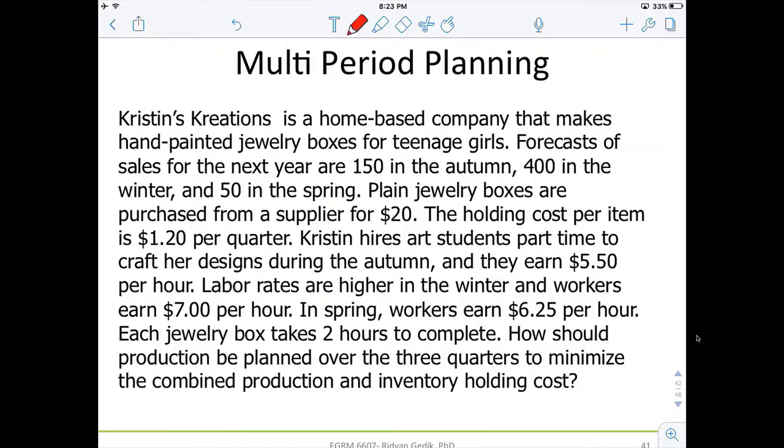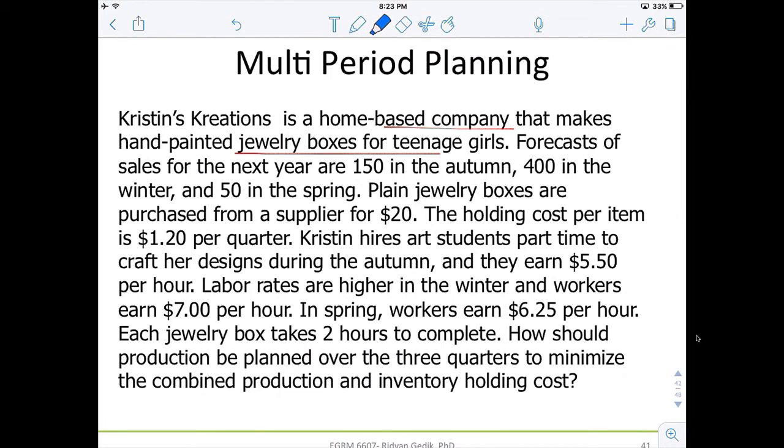In this video, we are going to understand another implementation of linear optimization in, for example, inventory control or production planning. So in this case, we are going to give an example of a home-based company called Kristen's Creations, that makes hand-painted jewelry boxes for teenage girls.